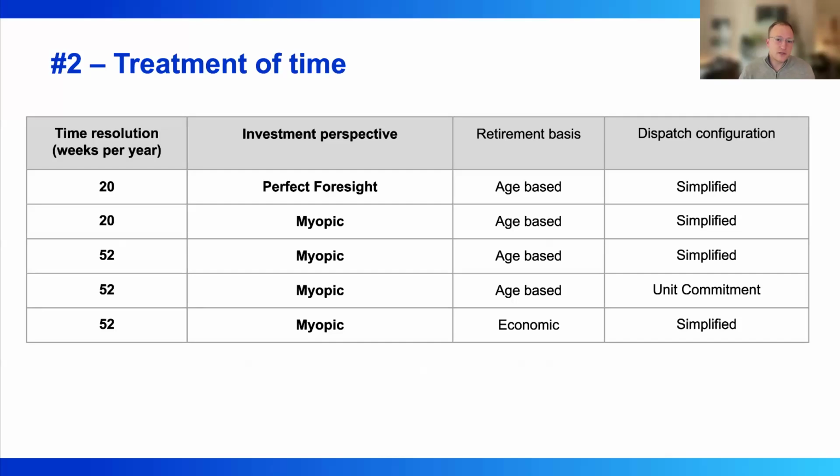Okay, now we're going to briefly look at what I'm calling the treatment of time. And so the first configuration I'm talking about is, how many weeks per year do we include? Generally speaking, the more weeks, the better. The more weather, the more variability we're seeing, but the higher computational burden. And second, the investment perspective. Perfect foresight is when we're optimizing all investment decisions at once. When you're making investment decisions in the early years, you know what's coming down the line in terms of cost reductions or policy changes. Whereas myopic, we solve in all planning periods sequentially with no information of the future.